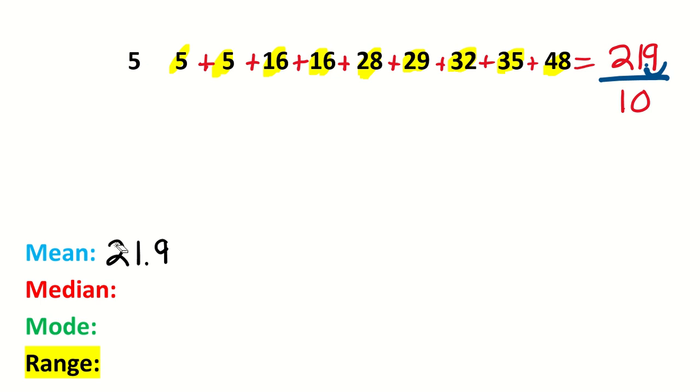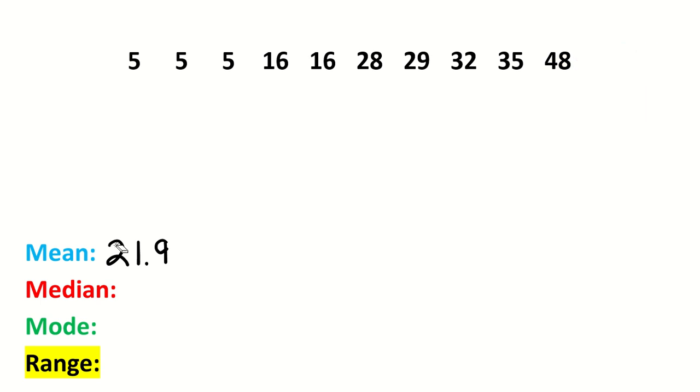Now we're moving on to the next thing. When I say median, you say middle. Median, middle, median, middle. So remember, in order to find the median, we have to order these numbers from least to greatest, which I have conveniently done for you. You'll notice that all the numbers in the data set are ordered from least to greatest. Now all we have to do is simply find the middle of the set of data.